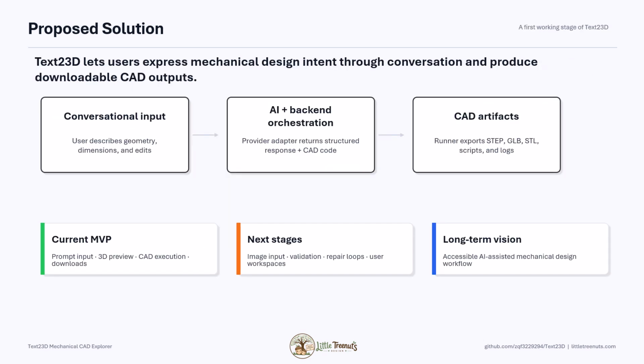The proposed solution is that text-to-3D lets users express mechanical design intent through conversation and produce downloadable CAD outputs. The procedure starts from conversational input, then goes through AI plus backend orchestration, and then we get CAD artifacts. The current MVP includes prompt input, the 3D preview, the CAD execution, and the downloads.